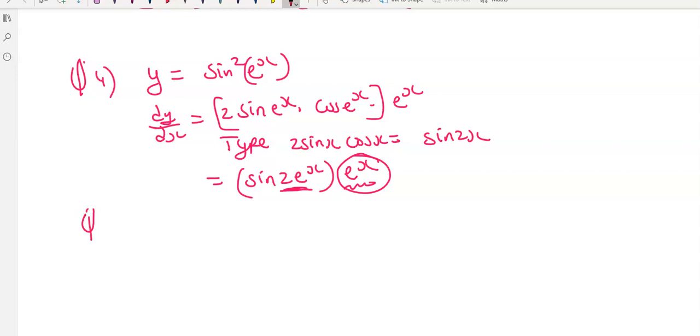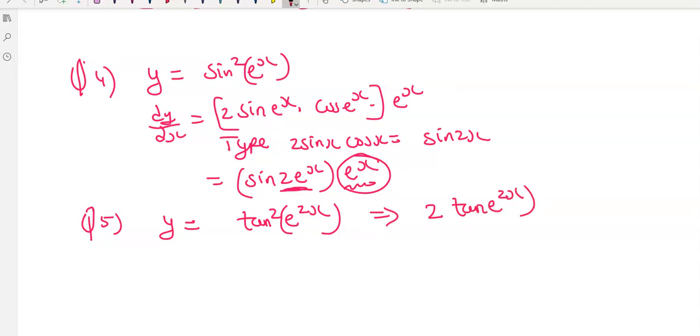Now moving on to another question, I'll take another simple one. Tan square e to the power 2x, so that you should understand what is the difference with e to the power x. If I differentiate, it is 2 tan e to the power 2x. This is the power which I have done. Derivative of tan is sec square e to the power 2x. Derivative of e to the power 2x is e to the power 2x. But again, derivative of 2x is 2. This 2 into 2 is 4.